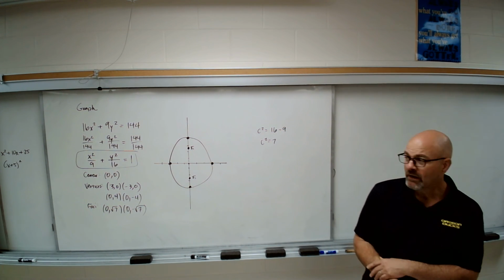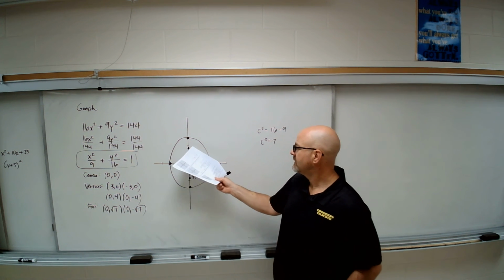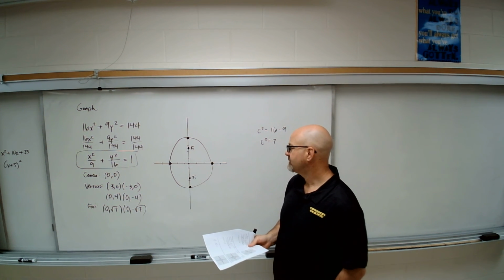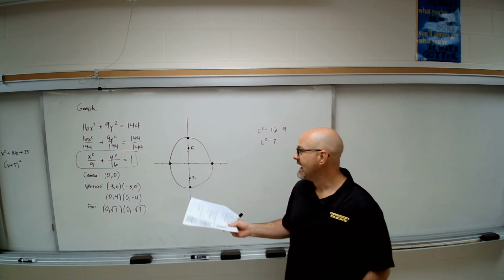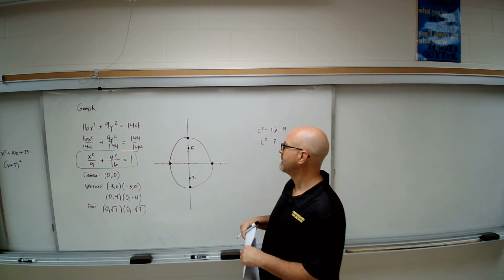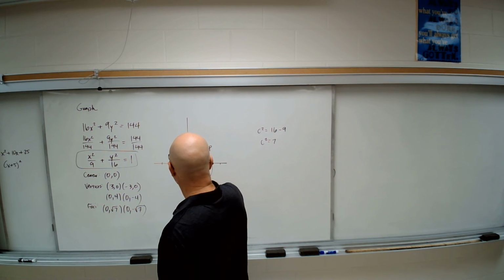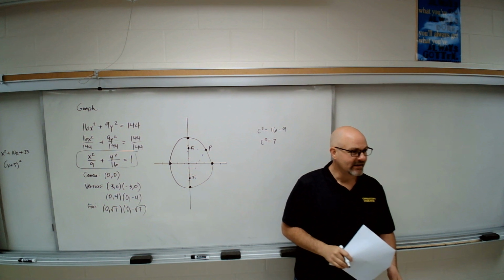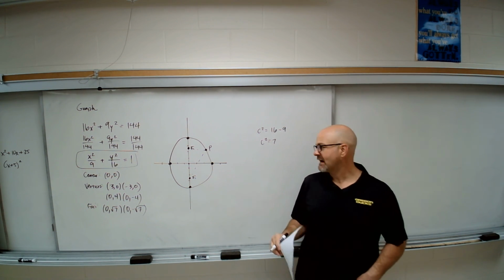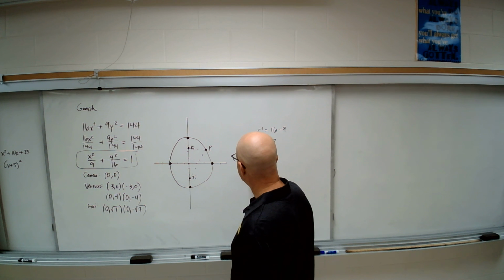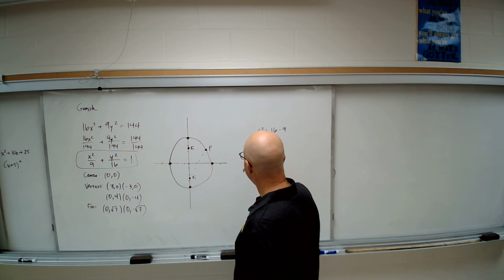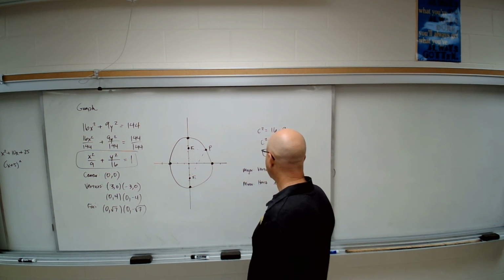If you ever wanted to, you could take any point on this picture, and it should always be the same. What would it be? It would be 8. Any point, if you did F1 to this point, P, if you did this length plus this length, it should give you 8, which is the length of the major axis. Right? We didn't actually say that. So the major axis would be vertical. It has a length of 8. The minor axis would be horizontal, and it would have a length of 6.